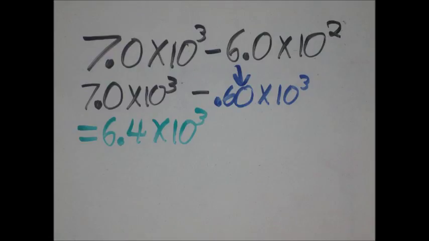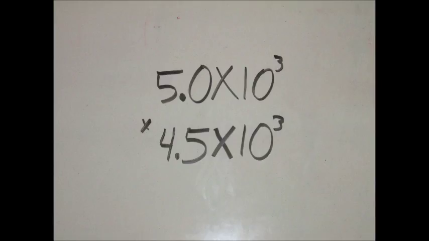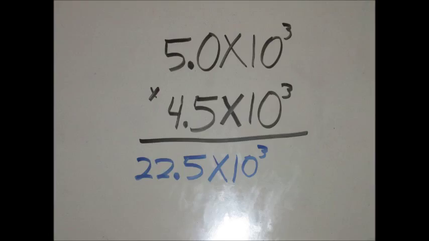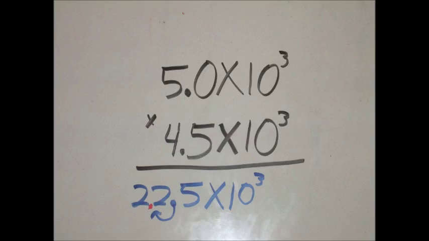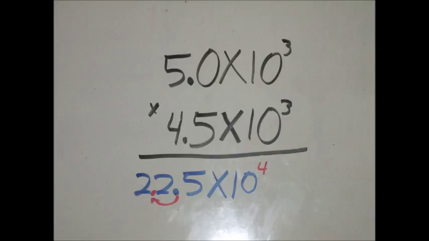So what do you do if you get an answer that is not in scientific notation, such as the product of 5.0 times 10 to the third times 4.5 times 10 to the third? Well, first multiply to find the answer. In this case, the answer would be 22.5 times 10 to the third. Next, you want to move the decimal so that it fits into proper notation. So move the decimal to the left once, then add 1 to the exponent because you moved the decimal to the left.